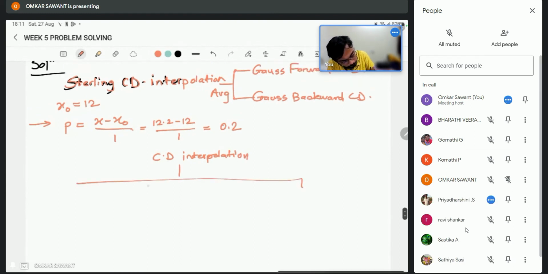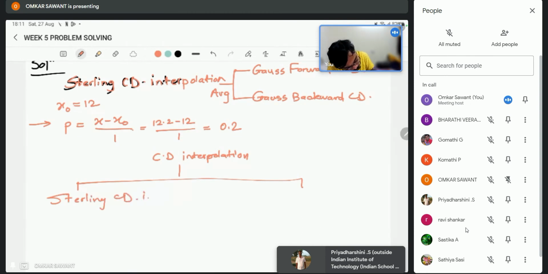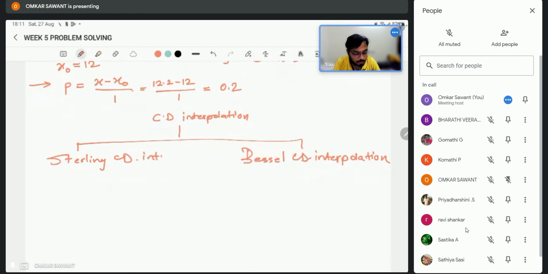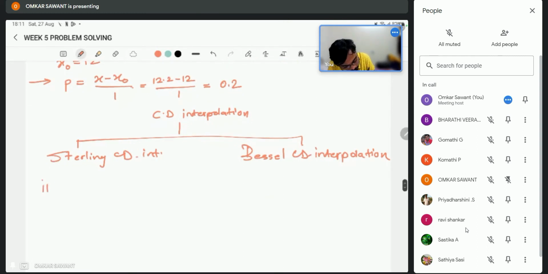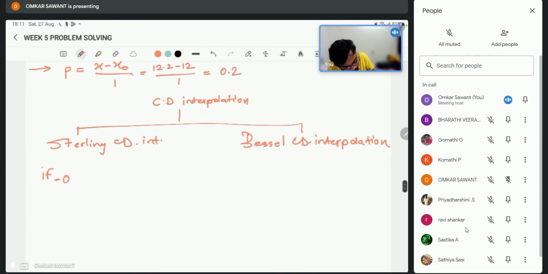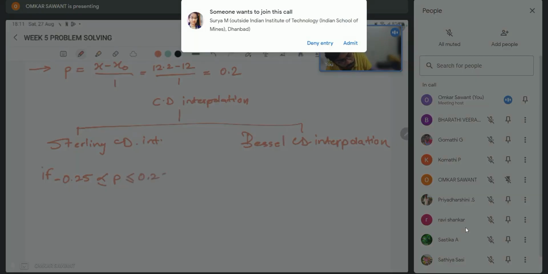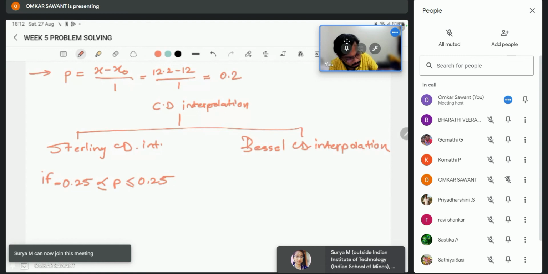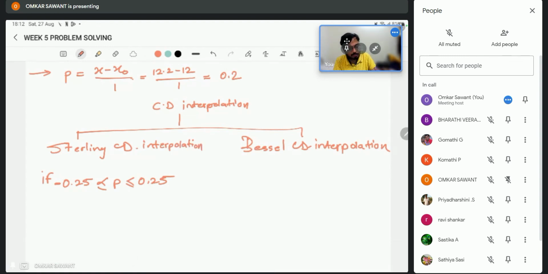Okay. So in CD interpolation, we have two methods. One is Stirling CD interpolation, the other is Bessel CD interpolation. How do we choose which method to use? We choose based on the value of p. If the value of p is between minus 0.25 and plus 0.25, right, then we use Stirling CD interpolation. Is it clear? Yes, sir. We use Stirling when the value of p is between these limits.